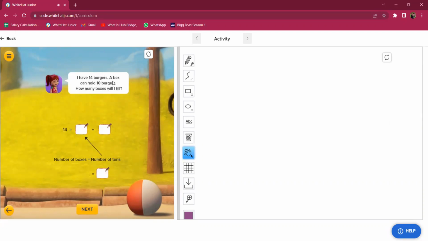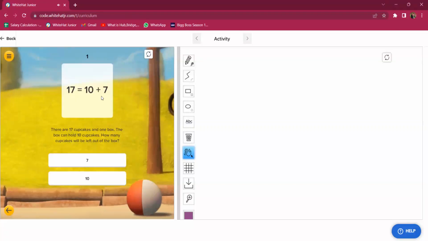I have 14 burgers. A box can hold 10 burgers, right? So 14, you can expand it as 10 plus 4. So this will go inside the box, right? So how many boxes will be required? Only one box will be required, while 4 will be left. We'll write that and go to the next question.